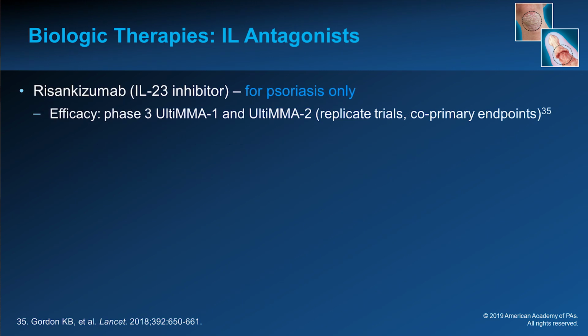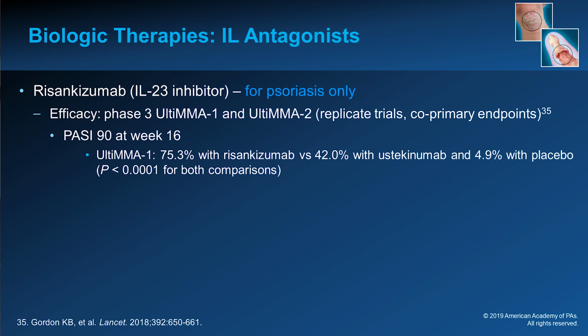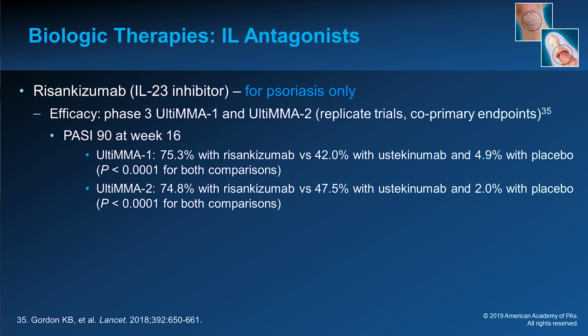And finally, risankizumab is a newer IL-23. It was approved this last spring. And phase 3 trials, the Ultima 1 and Ultima 2, were run. Co-primary endpoints were PASI 90s in these cases at week 16. The Ultima 1 had a 75% PASI 90 versus 42% with a head-to-head looking at ustekinumab, and 4.9% with placebo. The Ultima 2 had a similar mid-70s PASI 90 with the risankizumab versus 47% with ustekinumab and 2% with placebo. So very similar results in each of the trials.